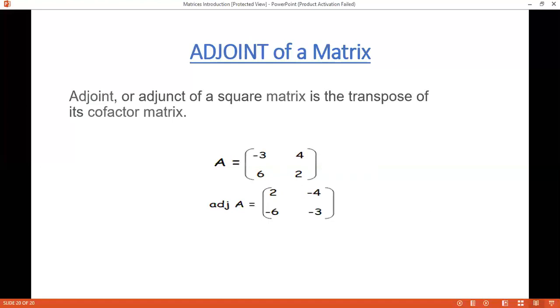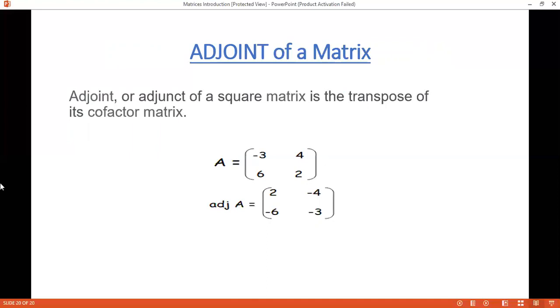The last topic of this lecture is the adjoint of a matrix. The adjoint of a square matrix is the transpose of its cofactor matrix. For example, this is the matrix A, minus 3, 6, 4, 2, and this is the adjoint. How to find the adjoint? This is by taking two main points.